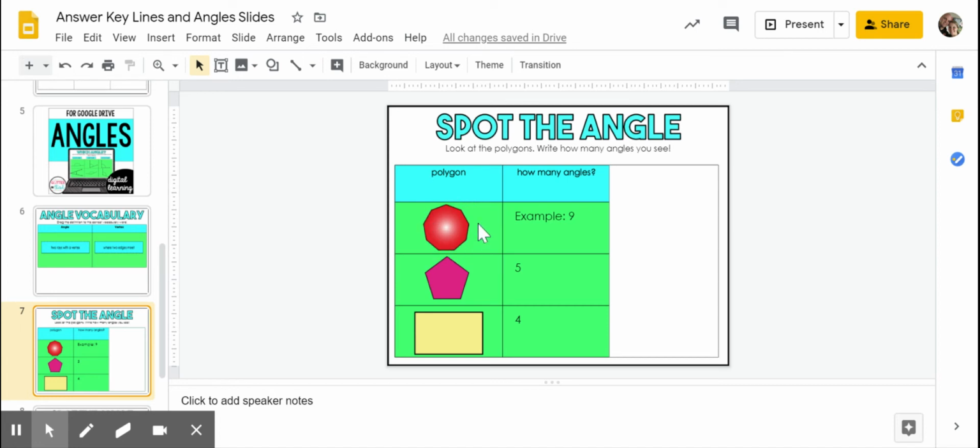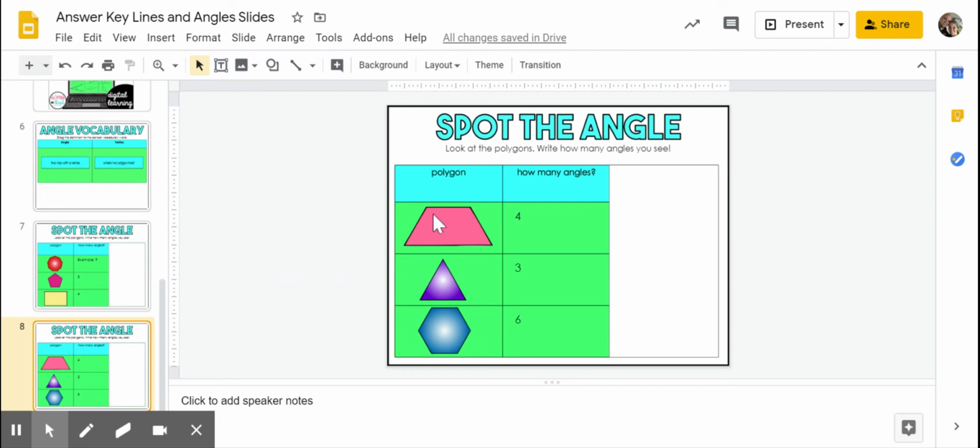Looking here at the polygon, which we're going to talk about next week, there are 9 angles. So 1, 2, 3, 4, 5, 6, 7, 8, 9. This pentagon has 5 angles, and this quadrilateral or rectangle has 4.